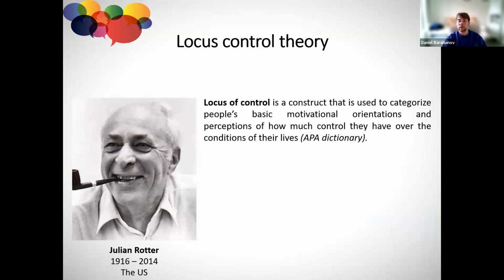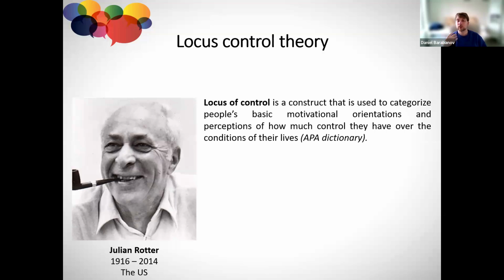That's basically it. Another quite interesting theory which I want to tell you about in this video is the so-called locus of control theory. This concept of locus of control was introduced by Julian Rotter. Basically, locus of control is a construct that is used to categorize people's basic motivational orientations and perceptions of how much control they have over the conditions of their life.